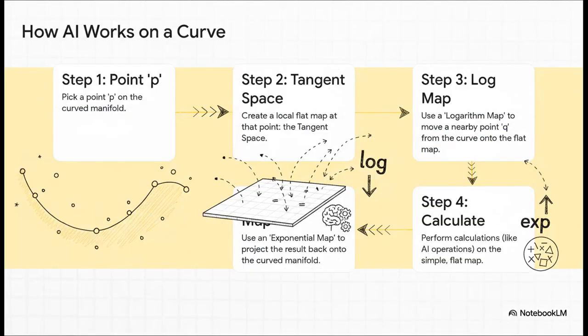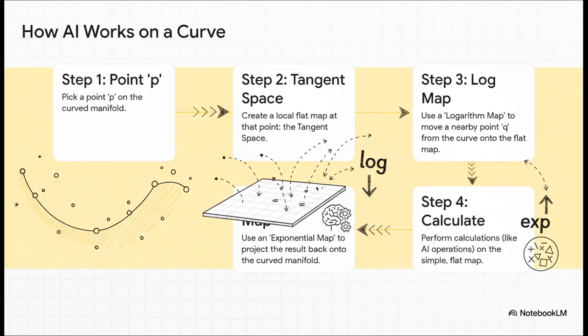Let's walk through this. It's actually a pretty cool 5-step process. First, you pick a point on the curve, right? Step 2, you create that local flat map we just talked about, the tangent space. Then, step 3, you use something called a logarithm map to kind of pull a nearby point from the curve down onto your flat map. Step 4 is the easy part. Now that everything's flat, you can just run your normal AI operations.